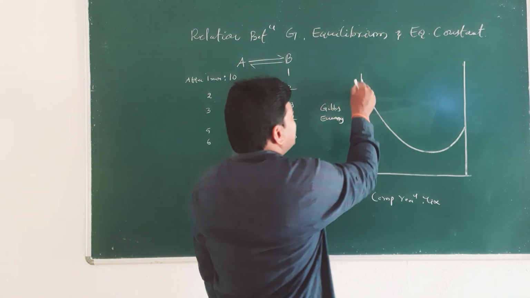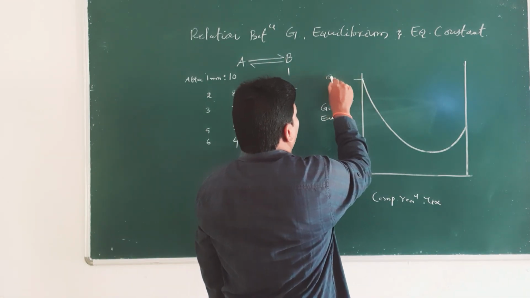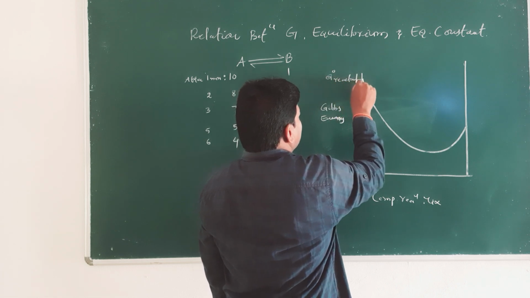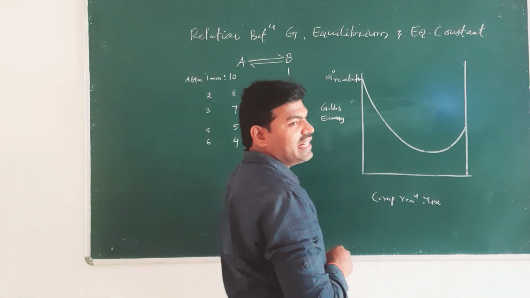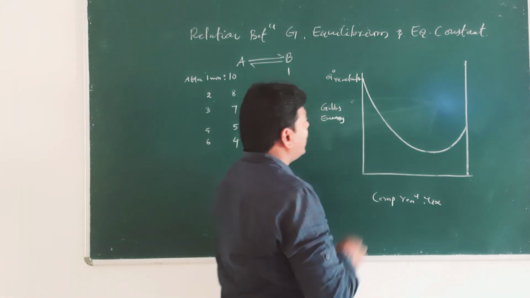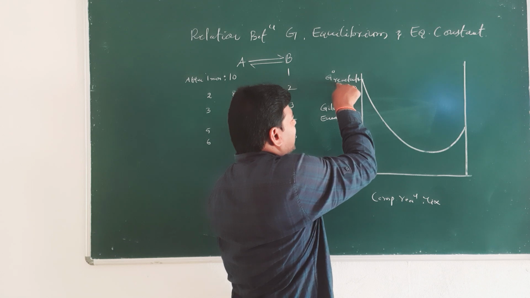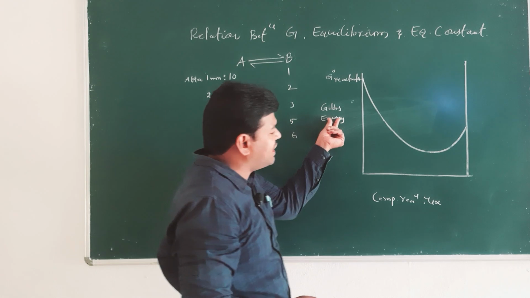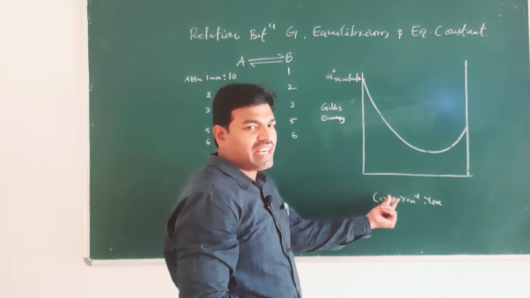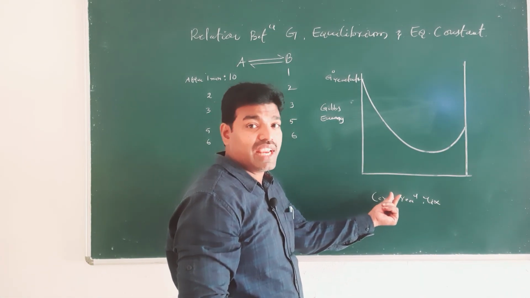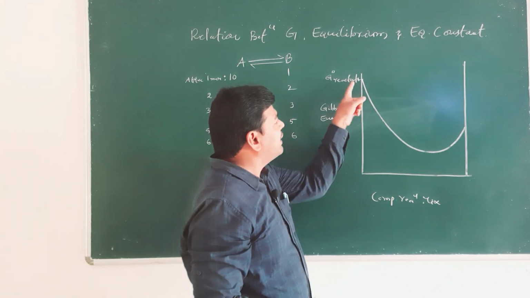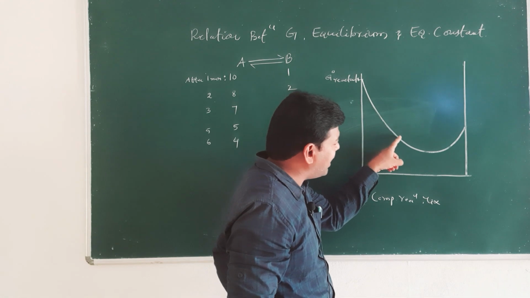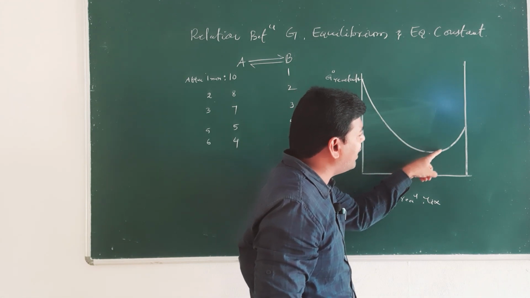So this is the standard Gibbs energy of the reactants. It is a certain value. With the progress of the reaction, when we plot the Gibbs energy against the variation of the composition of the reaction mixture with time, the standard Gibbs energy of the reactants decreases, reaches a certain value, and then increases.